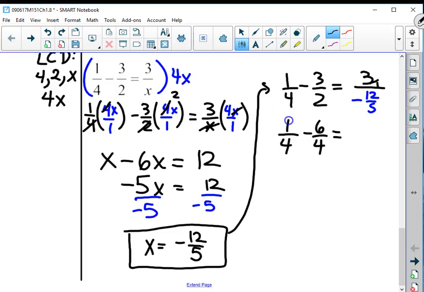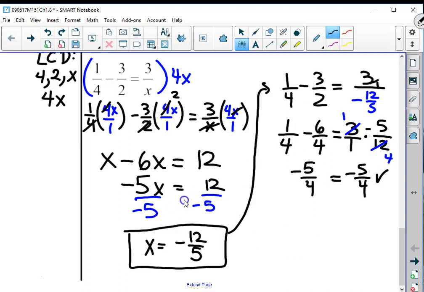I'm going to flip and multiply. That will reduce. 3 goes into 12 4 times. And it looks like on the right-hand side, I get negative 5/4. And a positive 1 and a negative 6 also gives me a negative 5 over 4. So it checks. You don't have to check. I don't think it's a good use of your time. I just wanted to show you how that one worked.